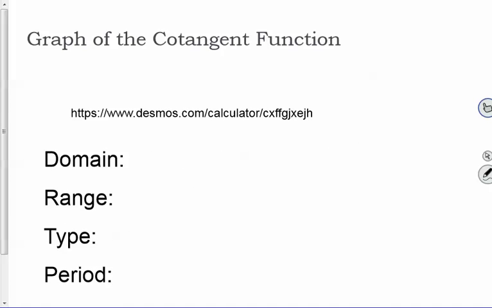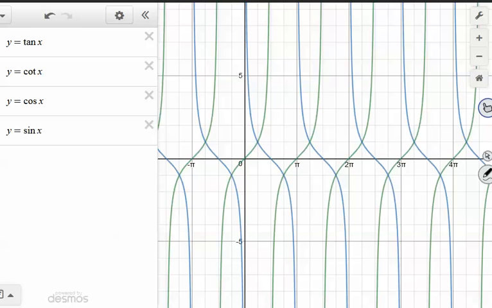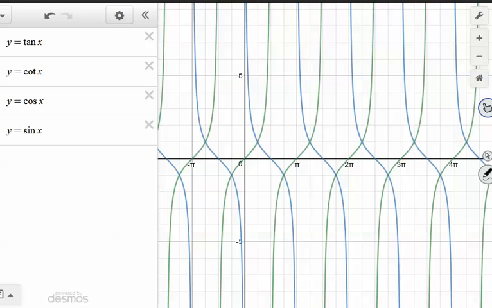Let's take a look at the last one. Let's take a look at the cotangent function, which you know is the inverse of the tangent. Okay, so here's the tangent function. I'm going to just graph the cotangent. Now, if I graph the cotangent, what are some things that you notice about the cotangent function? It kind of looks like, if I graph the tangent, they've just been flipped a little bit, right?